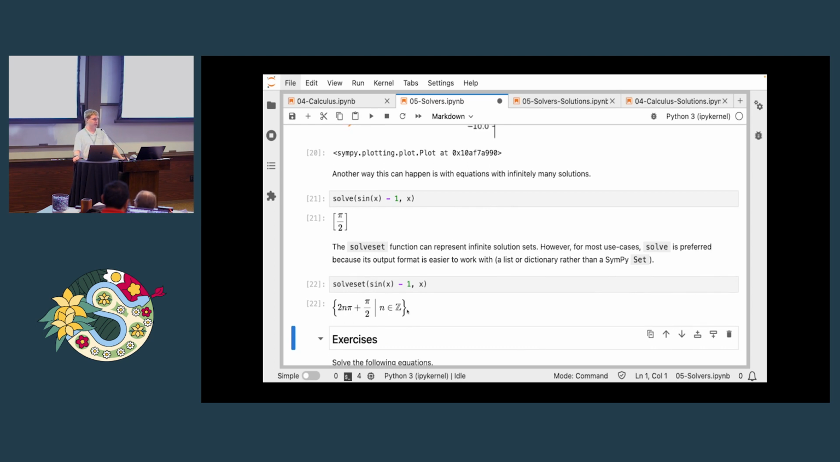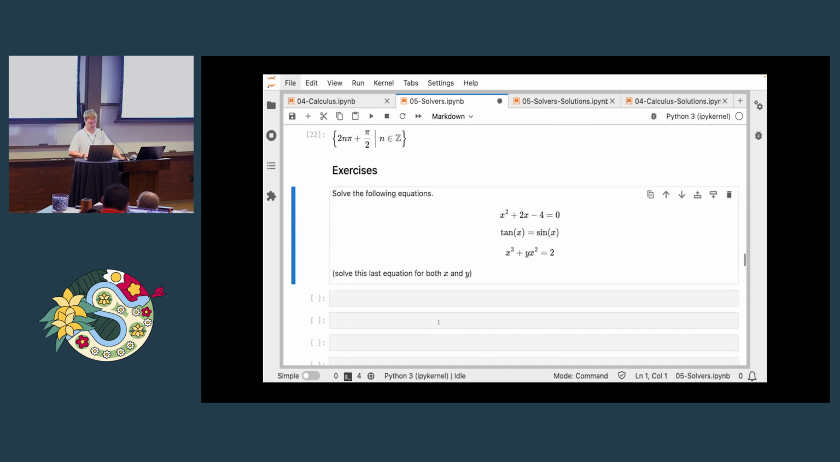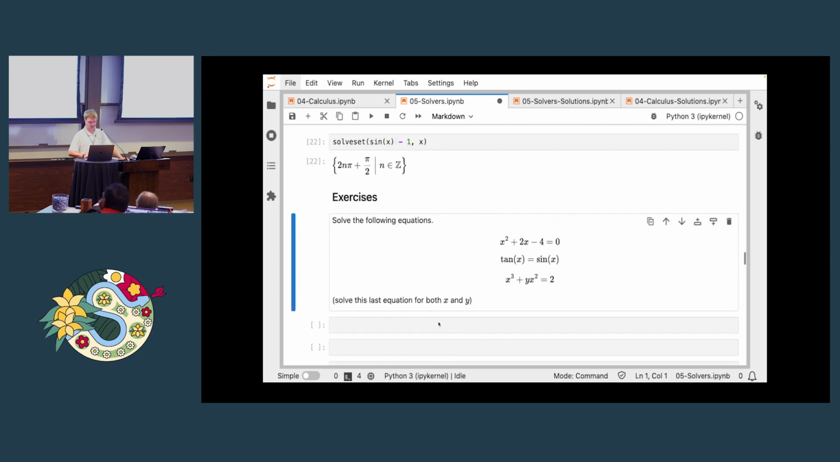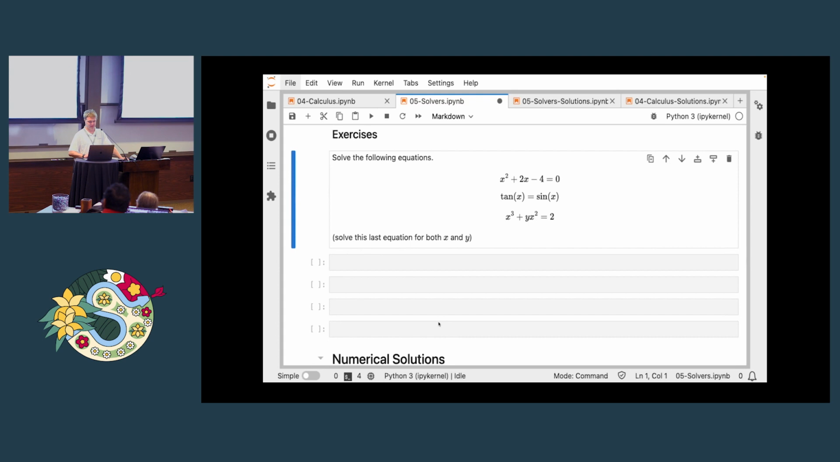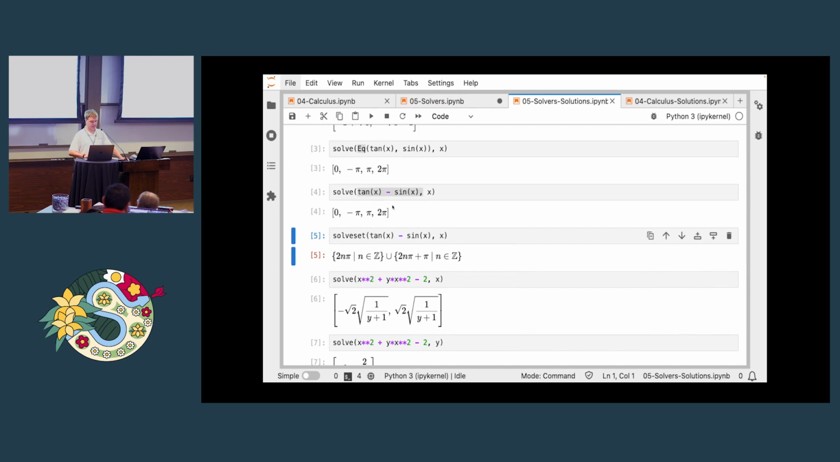So usually you actually want to use solve just because the output of solve is a list and it's a little easier to work with compared to the symbolic sets. But if you want to be more mathematically precise, you can use the solveset function. Oh, and this is what happened to the exercise. Okay. So actually, if we go back to the exercise, we can see that when we solved tan x equals sine x with solve, we only got some of the solutions. But if you use solveset, you'll get the infinite solution set, which is the symbolic set object.